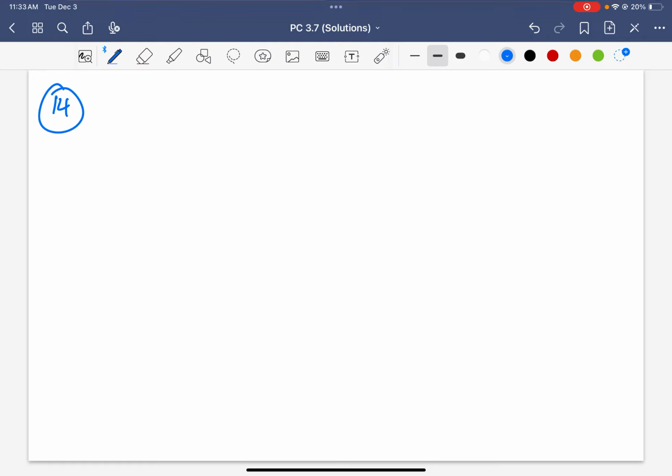So we're doing section 3.7, the homework. When we look at 14, it's f of x is equal to 3 plus x over x cubed minus 27. Well, the first thing you do is you want to factor it, right?